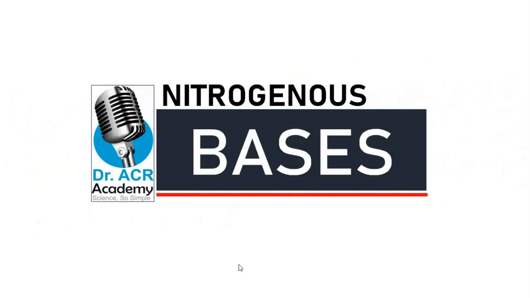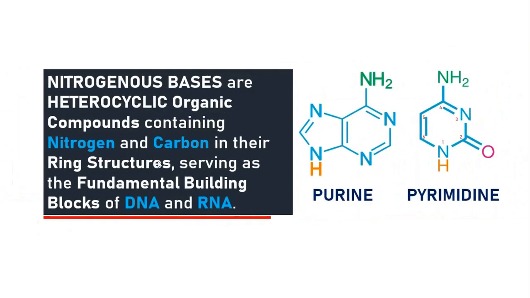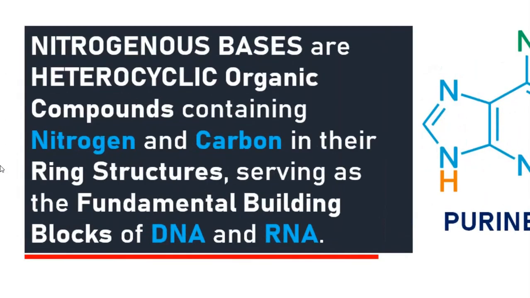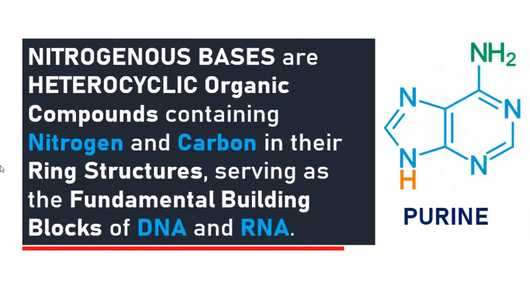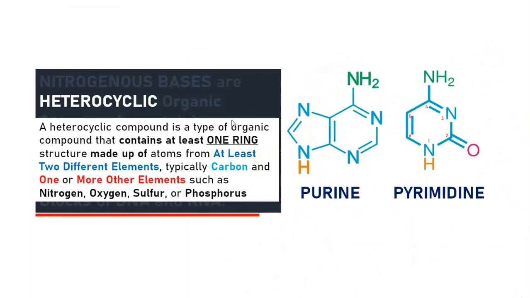Then coming to the nitrogenous bases, what are these nitrogenous bases? Now let us see. These nitrogenous bases are the heterocyclic organic compounds containing nitrogen and carbon in their ring structure. And these act as the fundamental building blocks in the case of the nucleic acids, DNA as well as RNA. These are the heterocyclic organic compounds.